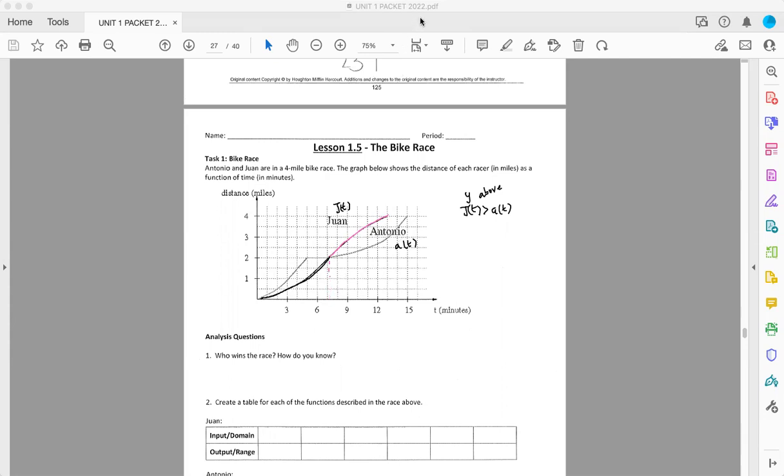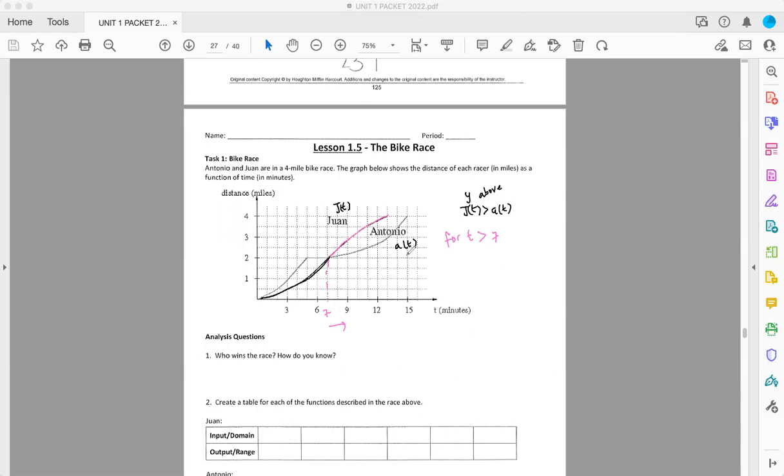So when is J of t above? You would say J of t is above A of t for t after this point. And what's this point? This is 7. For t greater than 7. So when t is after 7, the graph of J, Juan, is above the graph of A, Antonio.